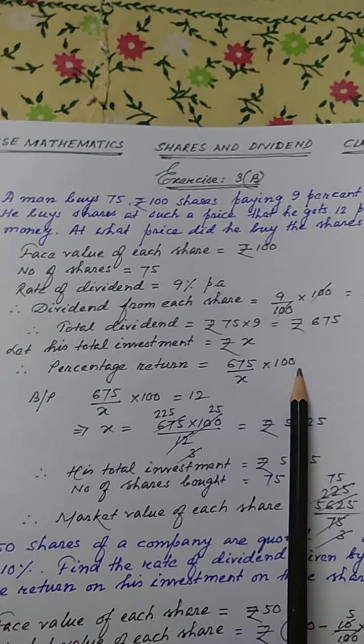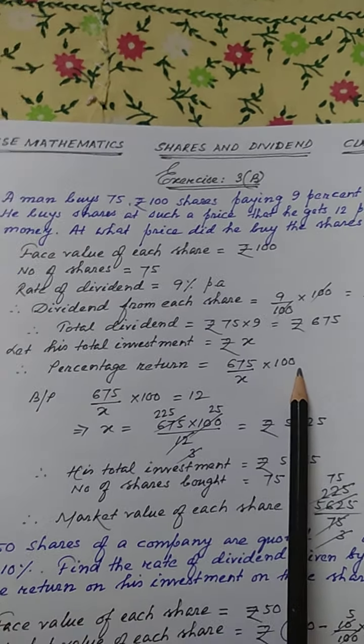And rate of dividend, we know that rate of dividend we always find on the face value. So here 9 rupees on 50 rupees. 9 by 50 into 100, solving it, it's giving 18% per annum. Okay. So rate of dividend equal to 18% per annum.